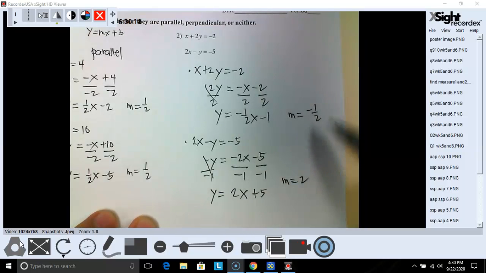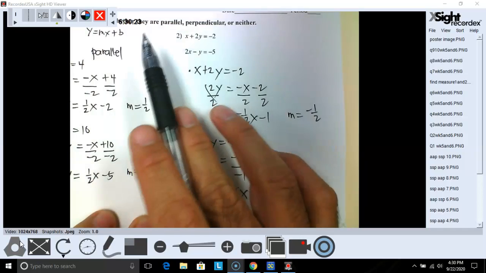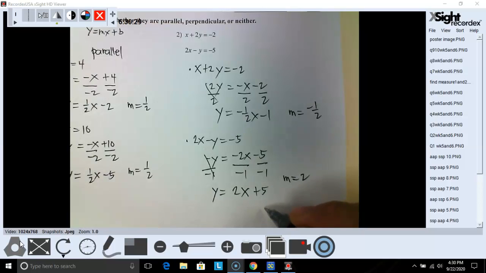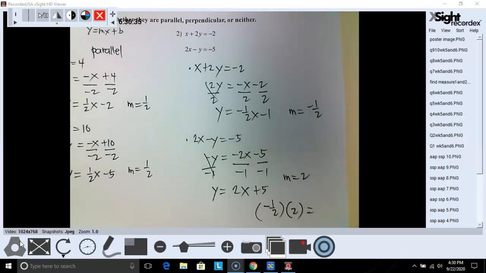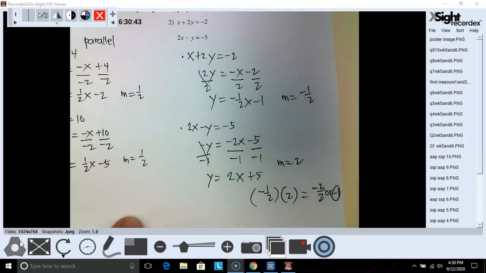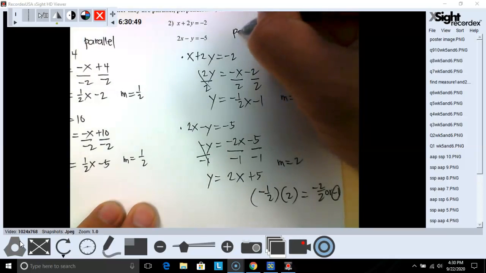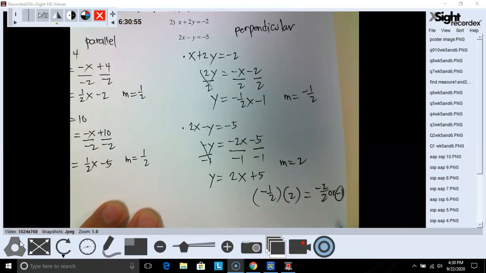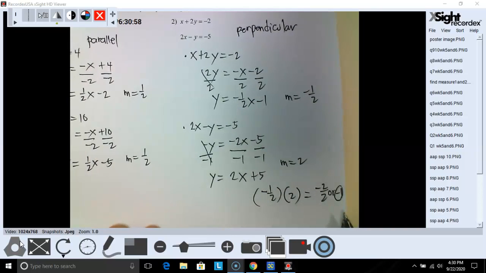If you notice, they are not the same, meaning they are not parallel. The slopes are not the same, so parallel would not be the option. Let's see if the product would be -1. How much is negative 1/2 times 2? Negative 1/2 times 2 would be negative 2/2 or -1. So therefore our answer would be perpendicular, since the product of our slopes is -1.